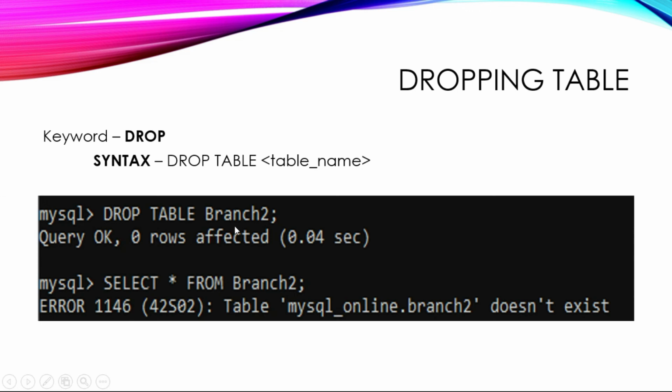Here drop table branch 2 query. Okay, it means my table has been removed. If I'm trying to select from that branch 2, there will be an error. In this database, branch 2 table does not exist.